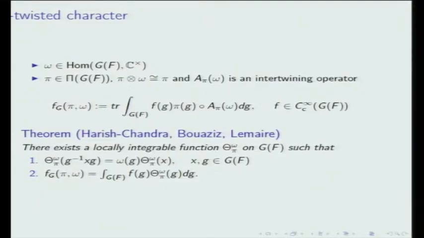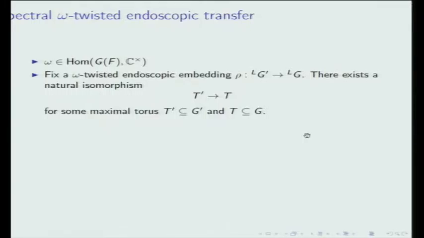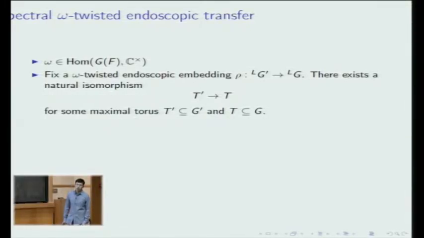And in the setup of endoscopy, you have this special feature that you can find a maximal torus on both G and the endoscopic group, and there's a natural isomorphism between them. Suppose you have such an identification between the maximal tori, then you can try to intersect any conjugacy class on G prime with this maximal torus T prime, and then you map to T. In some sense, it gives you a matching from the conjugacy classes of G prime to G.